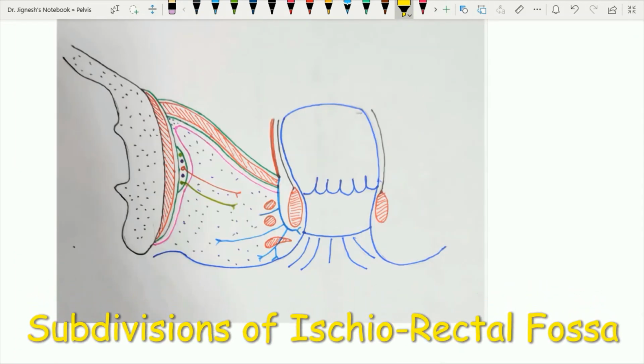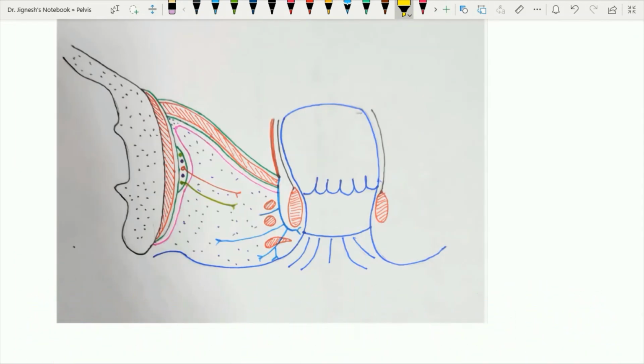Now let's see the subdivisions of the ischiorectal fossa. The part of the ischiorectal fossa which is present above the summit of the lunate fascia is called the suprategmental space, and the suprategmental space is filled with loose fat. The second subdivision is present between the lunate fascia above and the perianal fascia below, and the space between these two is traversed by fibrous tissue, and this space is called the ischiorectal space.